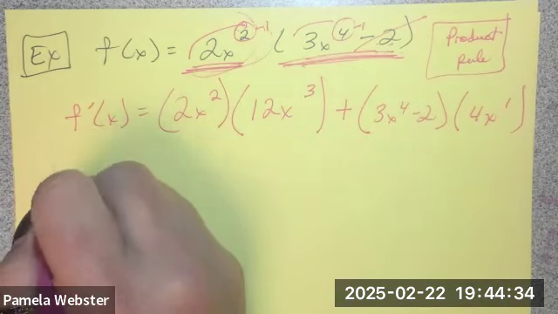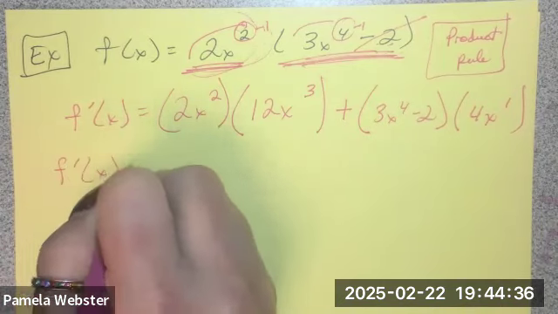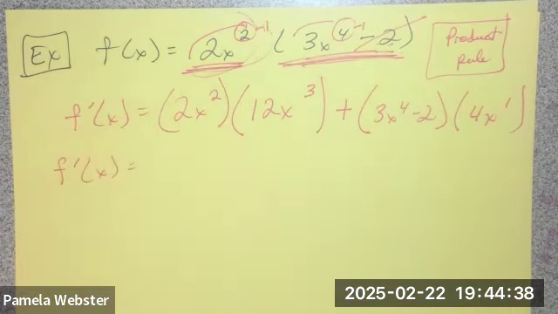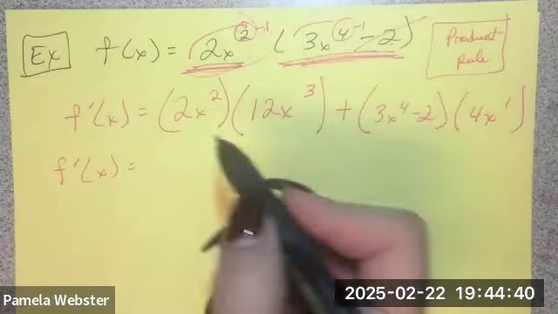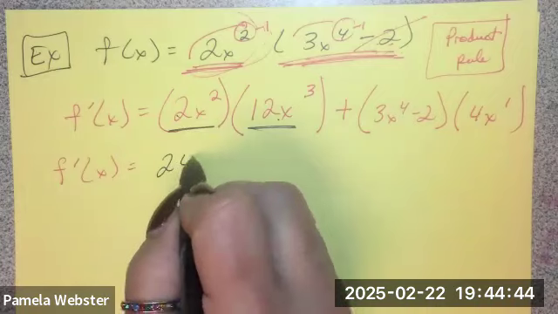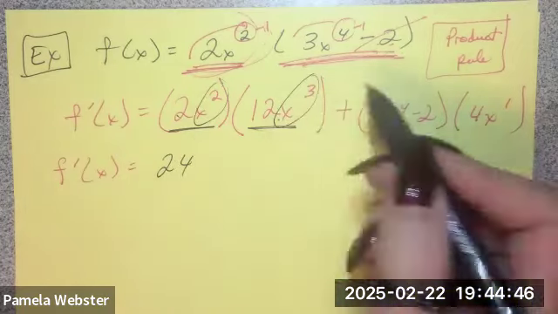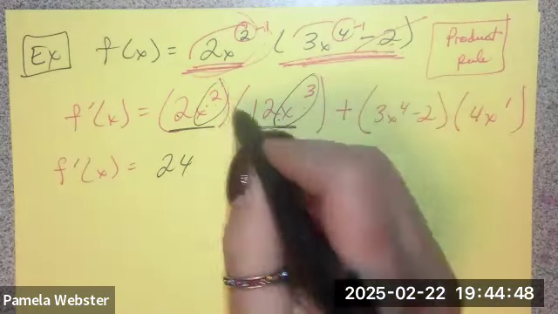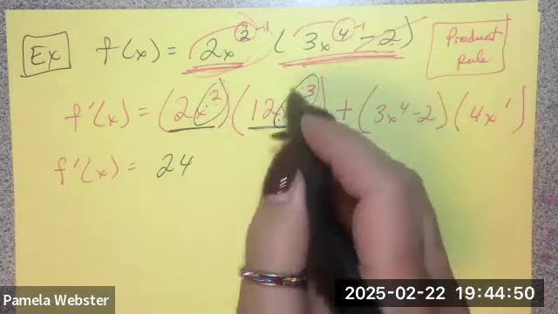Again, you really need to know your exponent rules. All right, so here we go. F prime of x is equal to, these guys are being multiplied. 2 times 12 is 24. X squared times x to the third. The rule here is when you have the same base, you add your exponents.